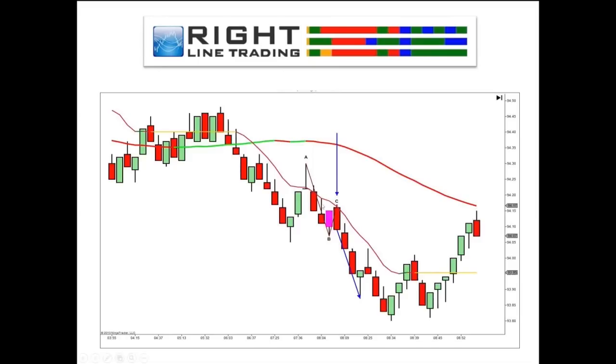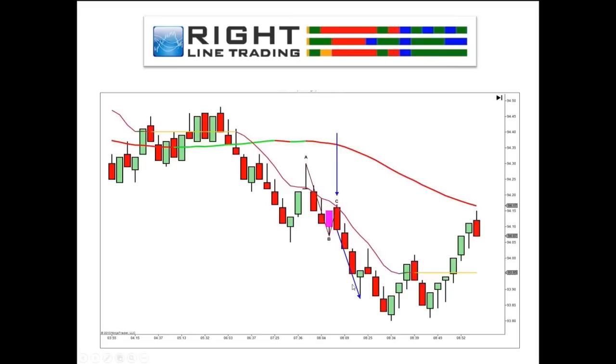Same setup. We come down, retrace back to the modified 15. That's what we're looking for. Remember, we only want to be 4 ticks off this modified 15. This C is really tight to the 15. We're right off resistance to the upside. The C engulfs to the downside. We're in one tick below the close, and down we go.